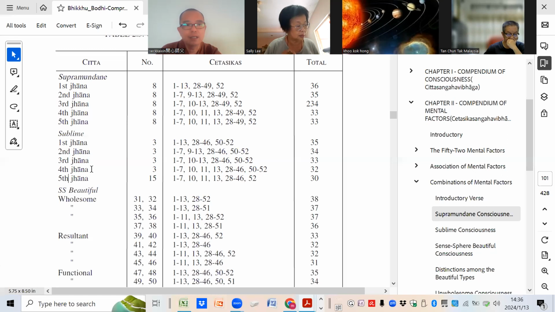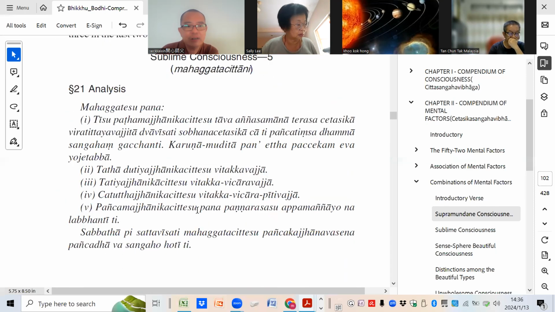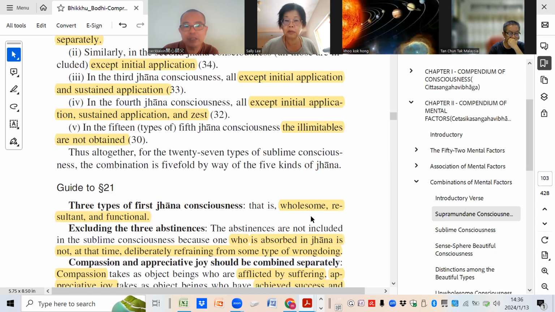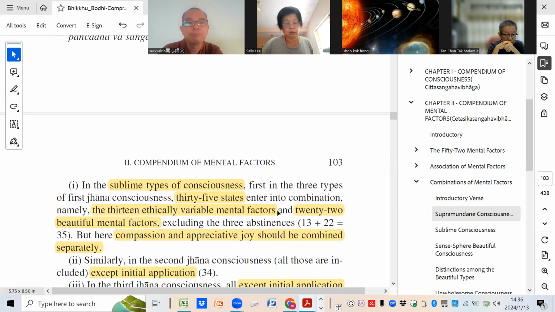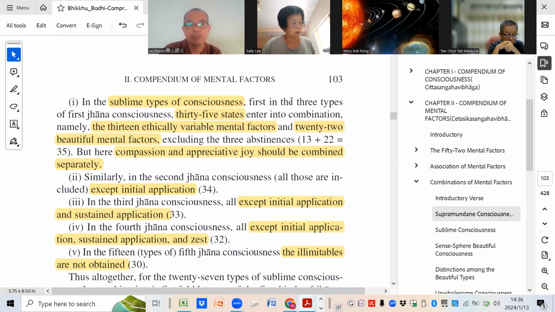Of course, from first jhana to fifth jhana, we got three categories, right? Class, take a look. According to here, he mentioned we got three categories: wholesome, resultant, and functional. But all the numbering is similar. So we just do one calculation, you get a number correct, the rest will be the same. Actually, we just repeat what we mentioned just now. In sublime consciousness, we will get 35.